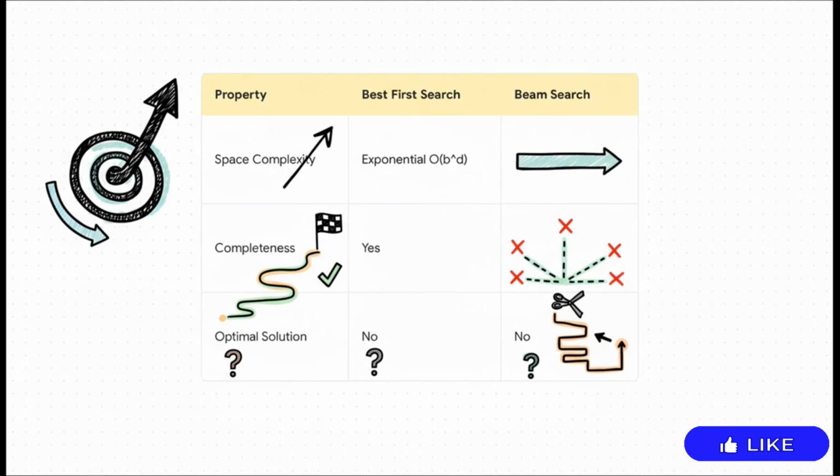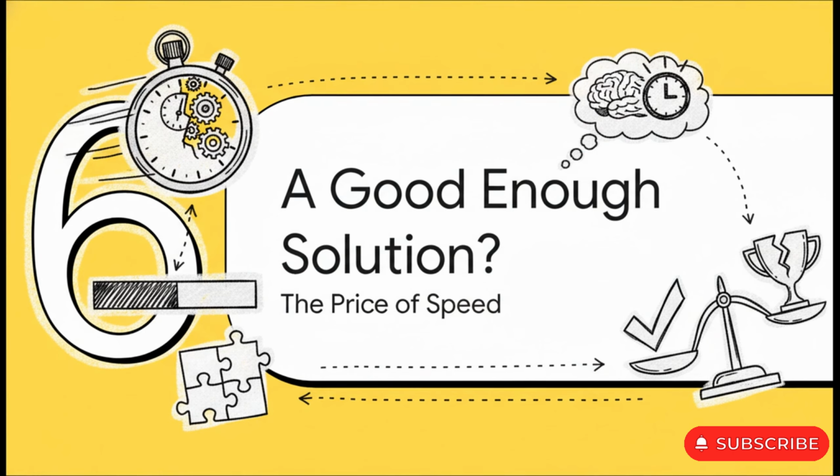But, and this is a really big but, look at completeness. Best first search is complete, which means it guarantees it will find an answer if one exists. Beam search makes no such promise. Because it's so aggressive about pruning options, it might accidentally throw away the only winning path. And finally, notice that neither algorithm is optimal. Neither one guarantees finding the absolute best or shortest path, just a path. So, this lack of completeness, that's the real price we pay for all that speed and memory efficiency.